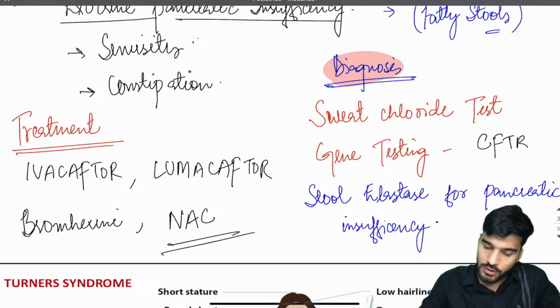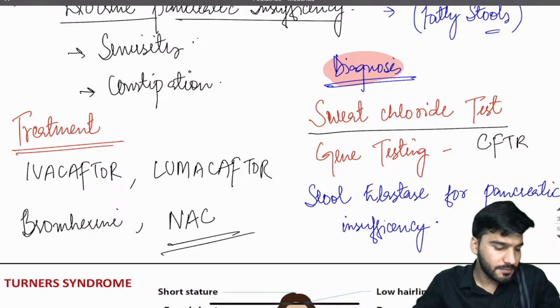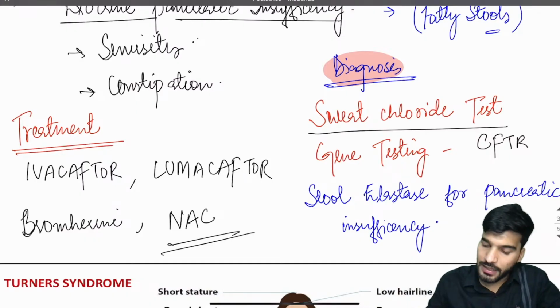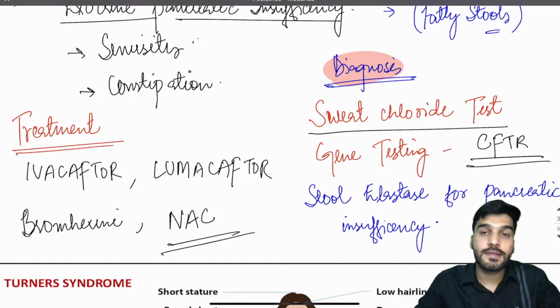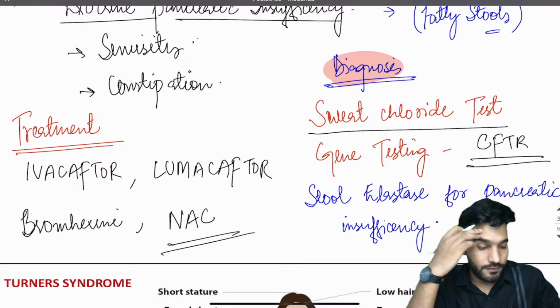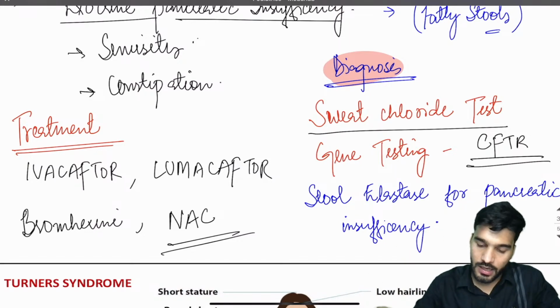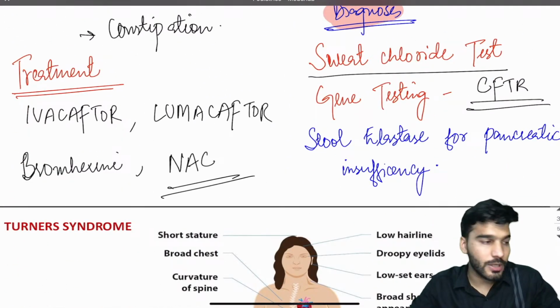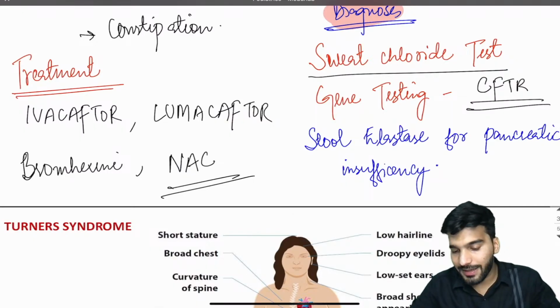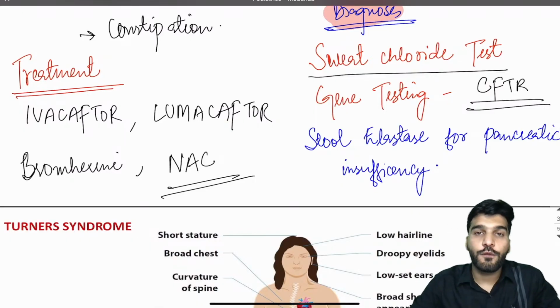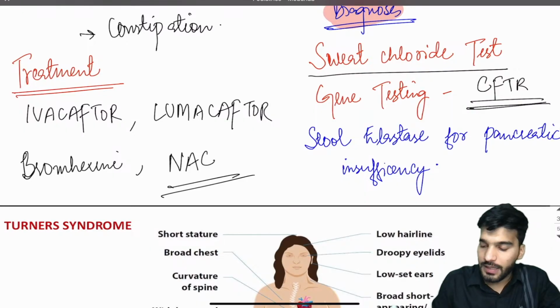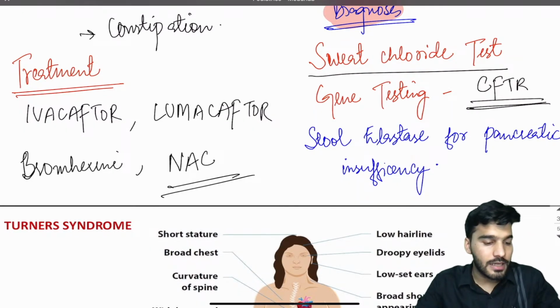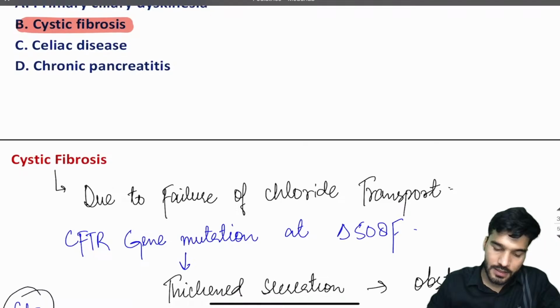So guys, the sweat chloride test is usually a screening test, and if the investigation of choice is asked, your answer should be gene testing, CFTR. In neonates we use one test, immunoreactive trypsinogen. So in neonates, immunoreactive trypsinogen; for screening, the sweat chloride test; and the investigation of choice is gene testing, CFTR. Clear? So that's about cystic fibrosis.